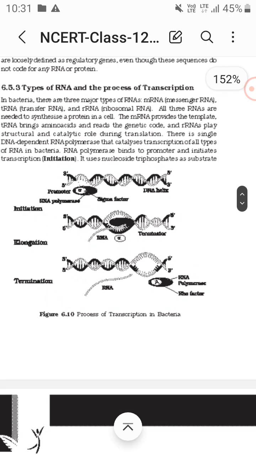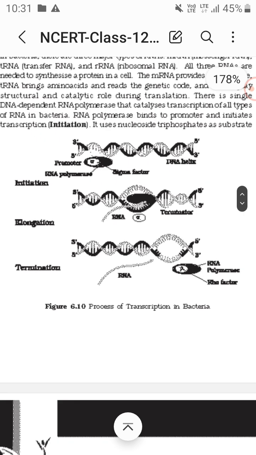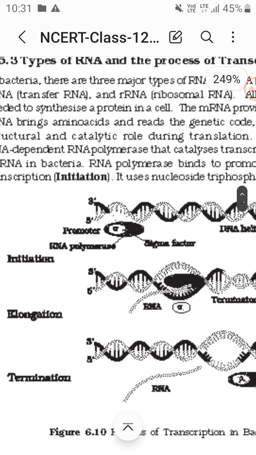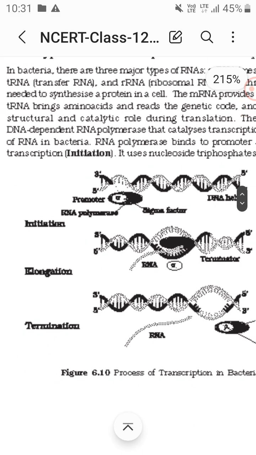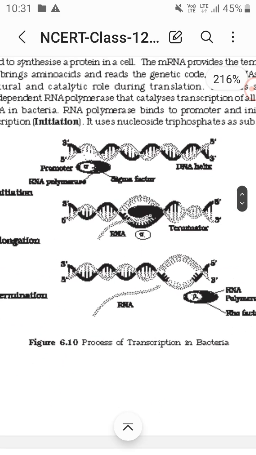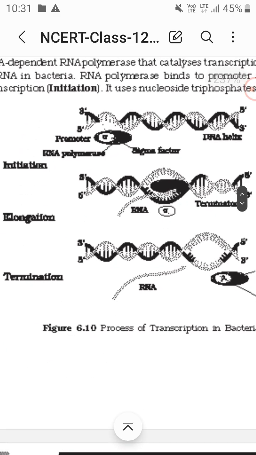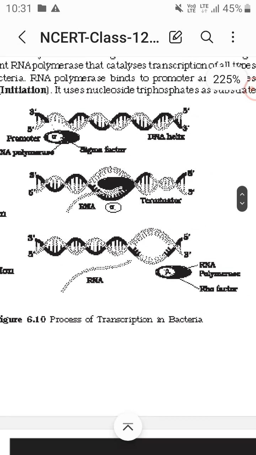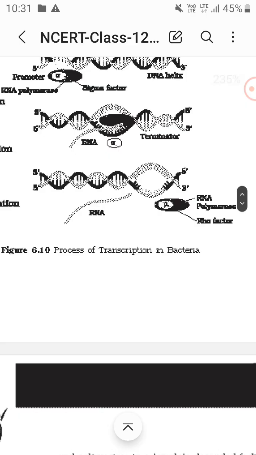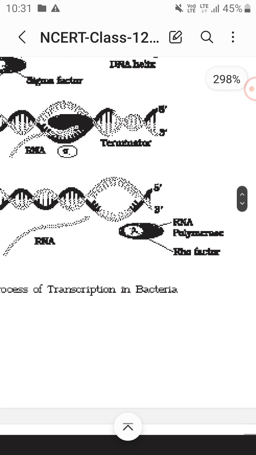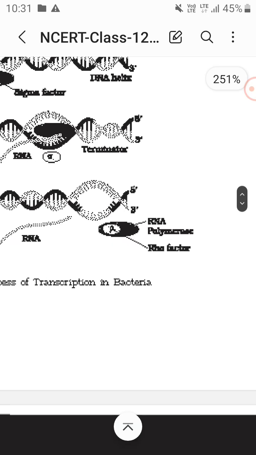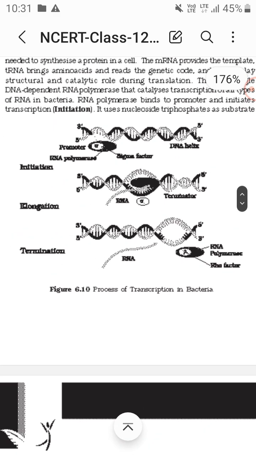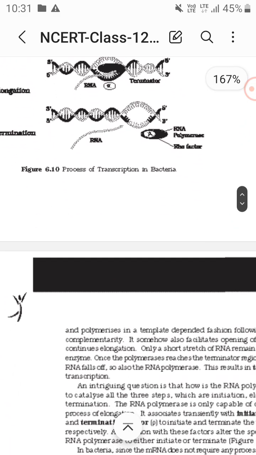Now the types of RNA and the process of transcription: initiation, elongation, termination. Initiation involves the sigma factor at the promoter along with RNA polymerase. Then elongation, when RNA elongates between the promoter and terminator. Termination: when RNA leaves the sigma factor and joins with the rho factor, RNA polymerase plus rho factor acts as the terminator. This is the process of transcription in bacteria, not in eukaryotes.